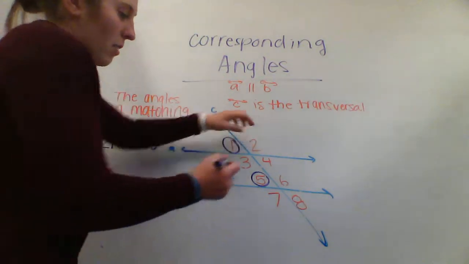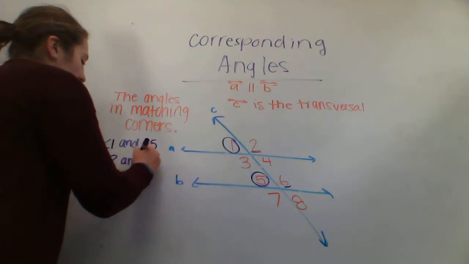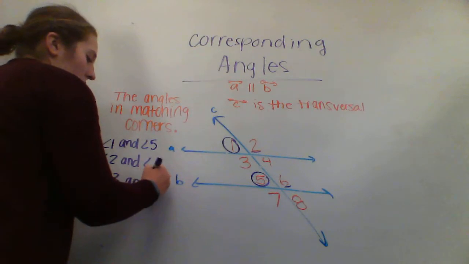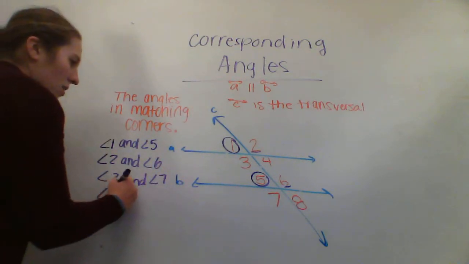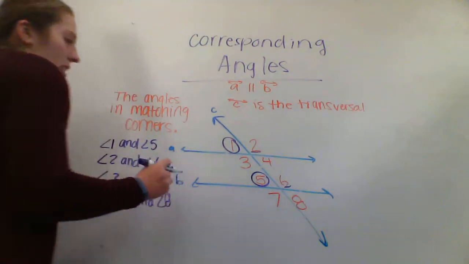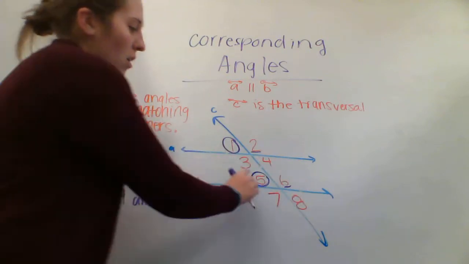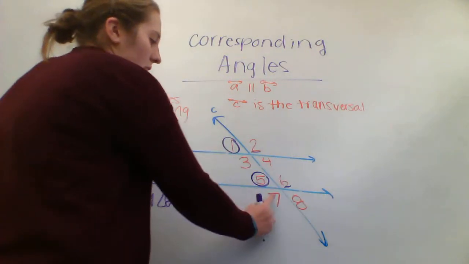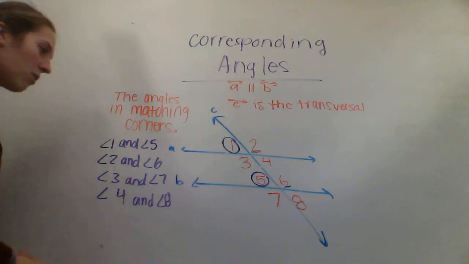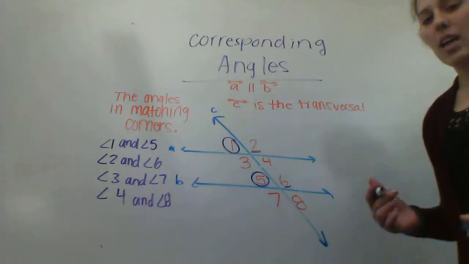Then, once again, we would have 2 and 6, angle 3 and angle 7, and angle 4 and angle 8. They are in the same position. If I were to just take this piece out and plop it down here, 1 would go with 5, 2 would go with 6, 3 would go with 7, and 4 would go with 8. Cool thing about corresponding angles: they are always congruent, so they're the same measure.